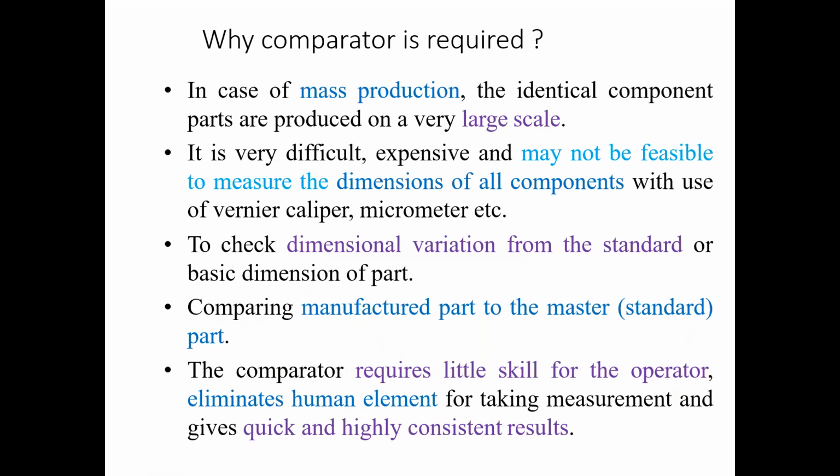Up to now, we discussed vernier calipers and micrometers to measure the linear measurements, diameters, width, length; all the dimensions can be measured using vernier calipers and micrometers. Here, the products are produced on a large scale. It is very difficult to check all the produced components with the vernier calipers and micrometer. So it is not feasible with their help.